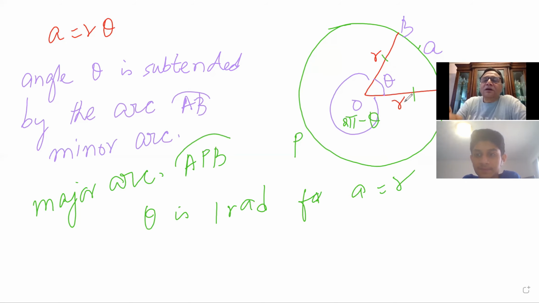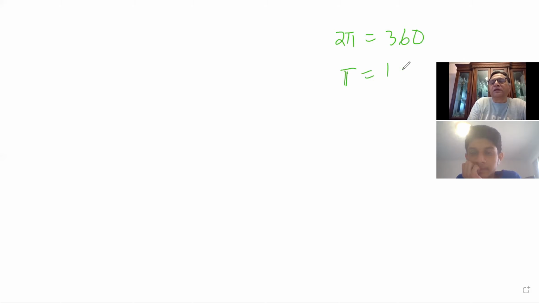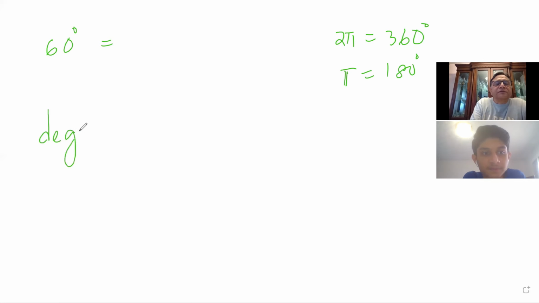Now let's talk about converting degrees to radians first, right? So we know that 2 pi is equal to 360 degrees, and clearly pi will be equal to 180 degrees. Now this relation really helps us to convert degrees to radians. For example, if I have 60 degrees, then how many radians is it? That is what we have to figure out. We are converting degrees to radians. Is that clear to you?